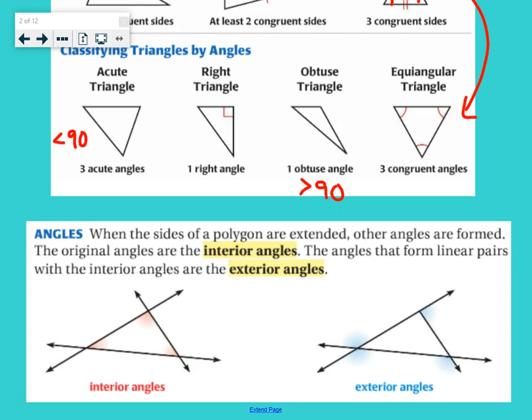Also on your resource sheet is angles. So when the sides of a polygon are extended, other angles are formed. The original angles are the interior angles, and the angles that form linear pairs with the interior angles are the exterior angles. So if we take any shape, here's a triangle, extend the sides so that the sides are actually lines instead of segments, you get angles on the outside, which are then exterior angles.